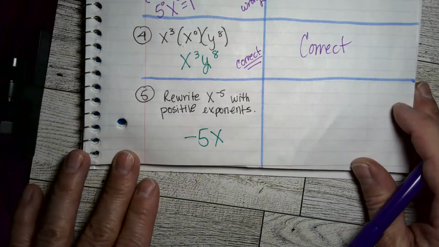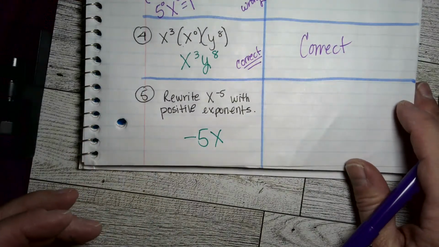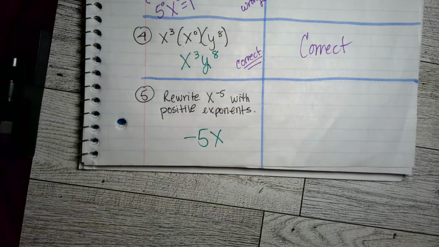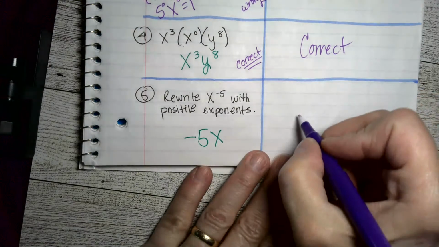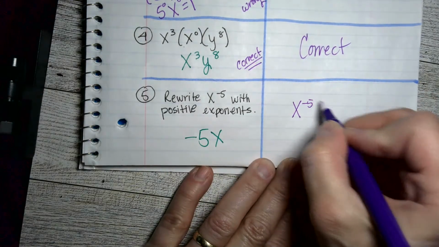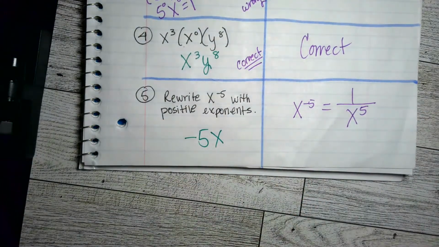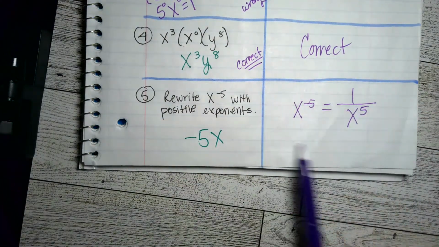Okay, number 5. The most common mistake with this one is that people really have no idea what's going on. And this is the case where if you've forgotten this, go ahead and look at your notes right now. We did a whole page of examples on what to do with negative exponents. So x to the negative 5th equals 1 over x to the 5th. So just from experience, that's what they're asking for.